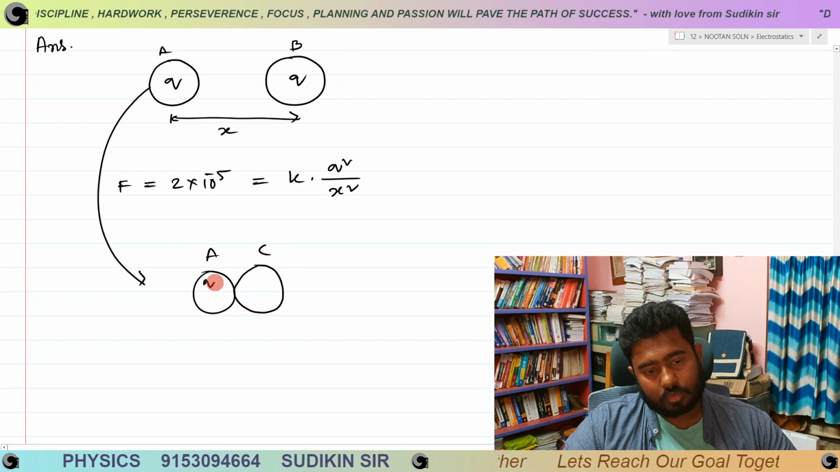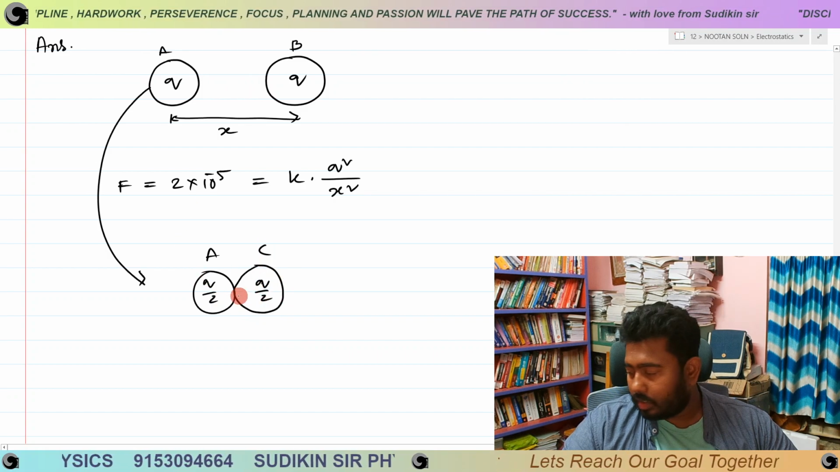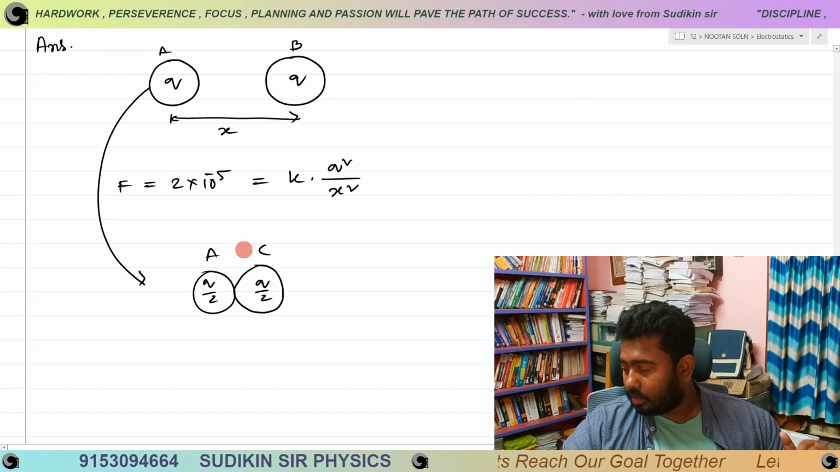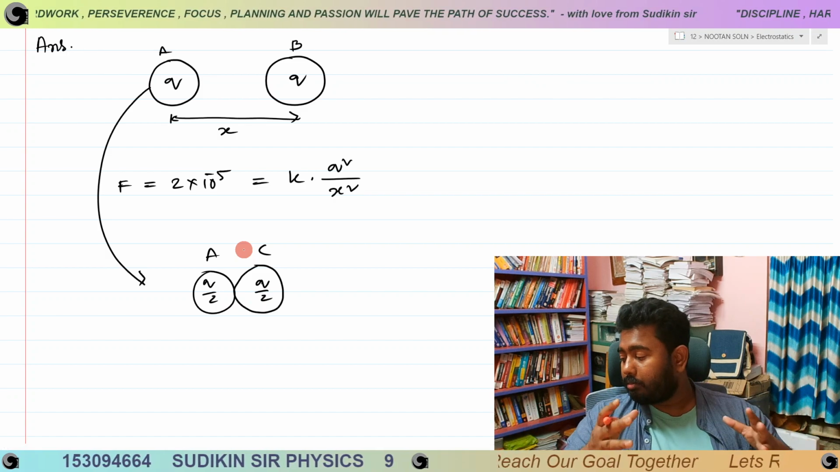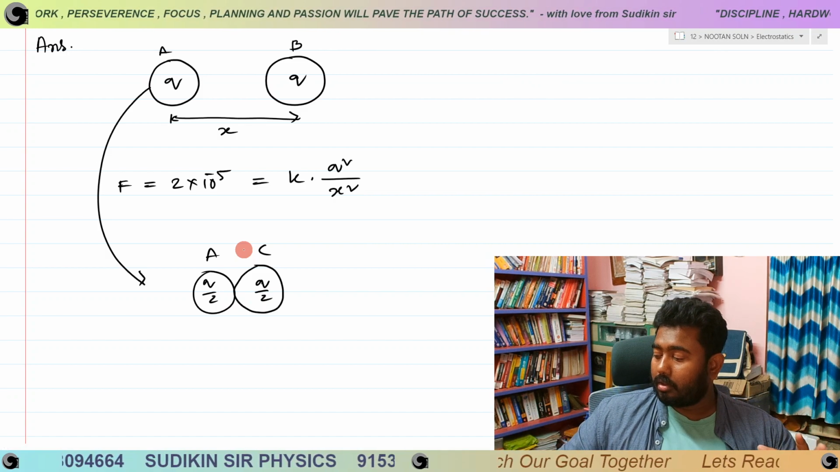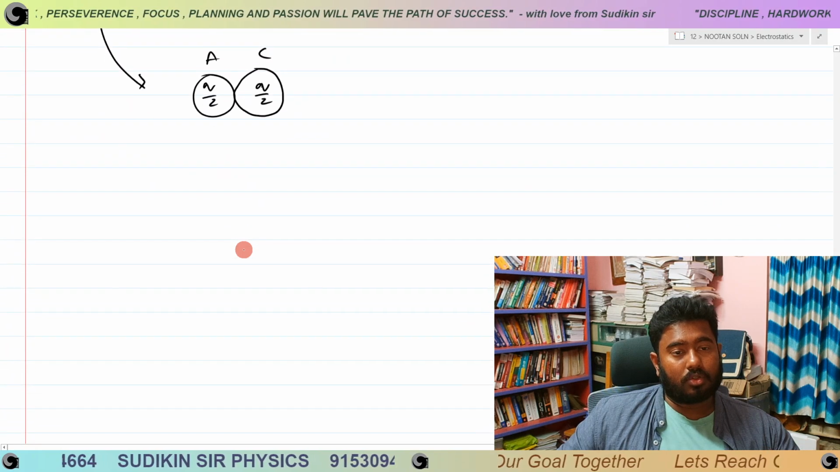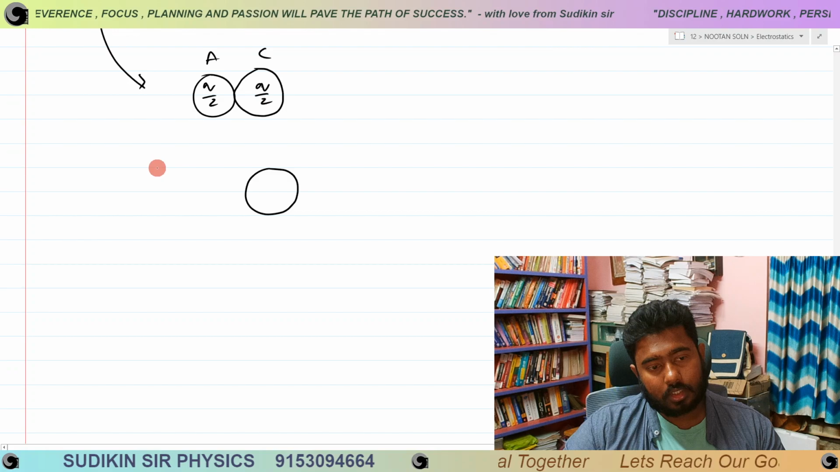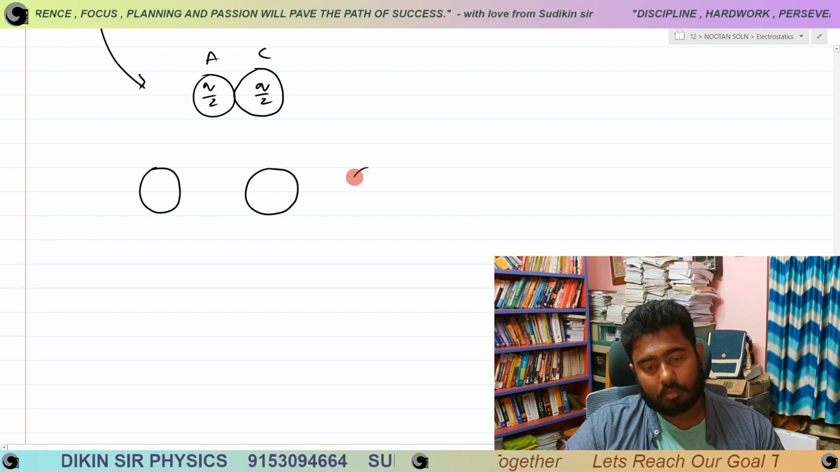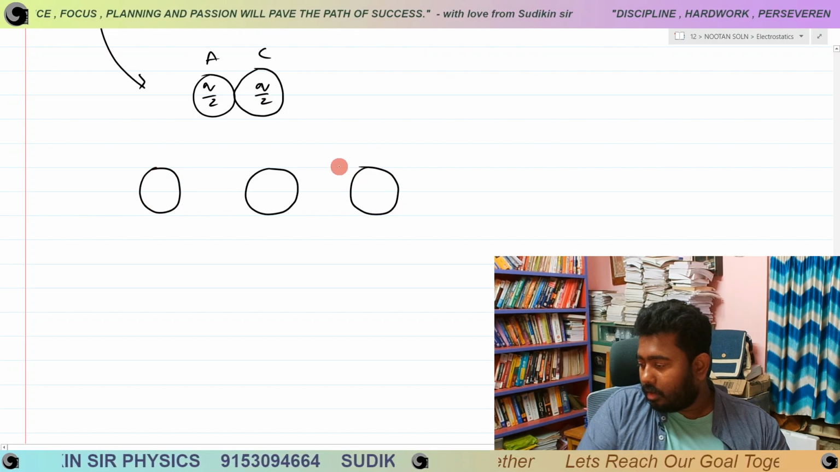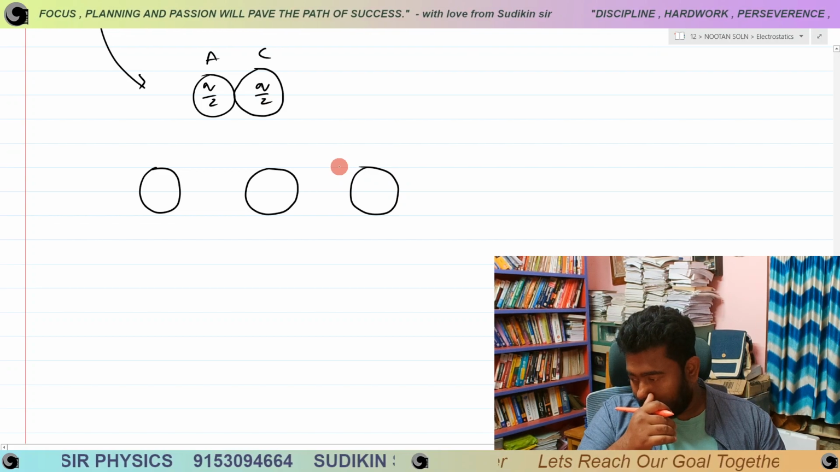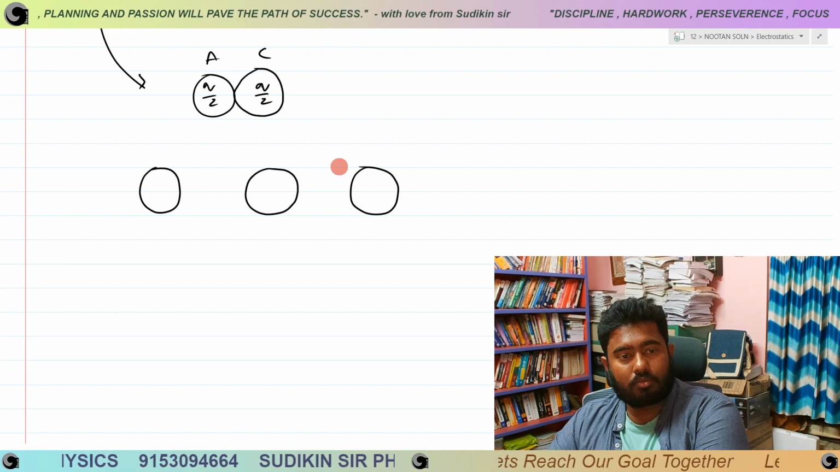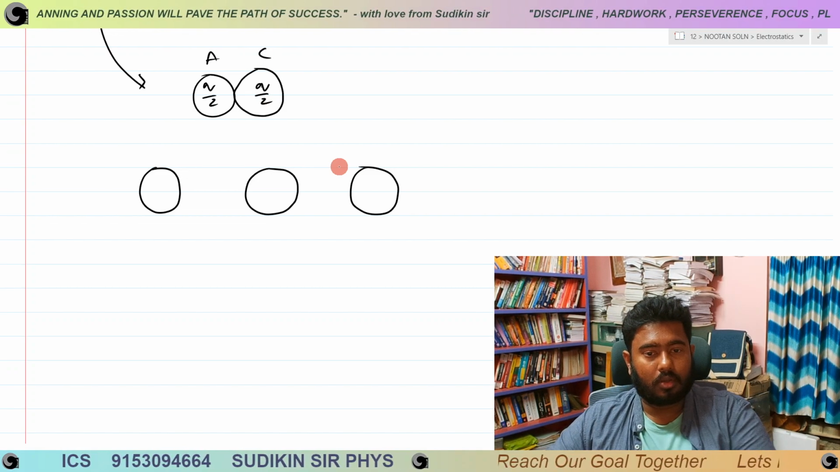So the charge will get divided, and then C is placed at the midpoint between A and B. So if this one is C, we are placing C between A and B. Then we have to find out the net electric force on C. So what will be the net electric force on C?